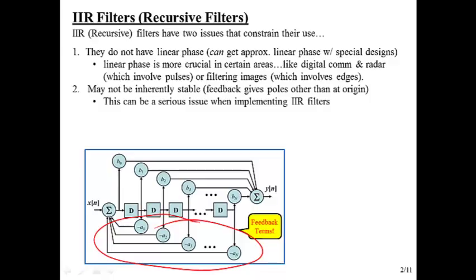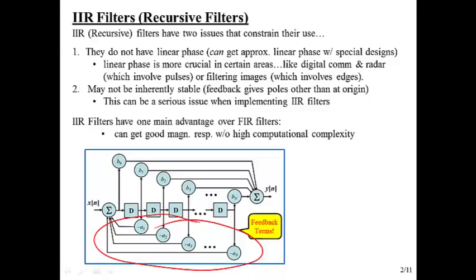And then the second issue we mentioned a while back is that because IIR filters can have poles that are not at the origin, those poles could end up being outside the unit circle, and therefore causing the filter to be non-stable. So we would not want a design that is non-stable. So when we're designing IIR filters, we have to pay special attention that our final design ends up being a stable system.